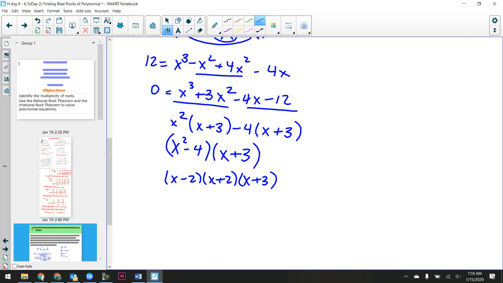Just combining this here and here. Does that make sense? Okay, so now, again, this is still all equal to 0. So set each one of them equal to 0.